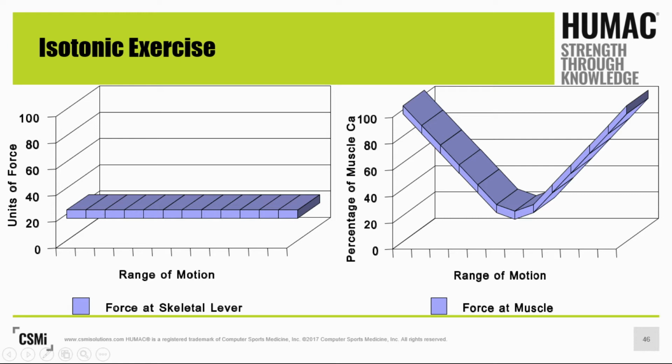But in the middle, where we're stronger, the muscles don't have to work very hard, so the percentage of muscle capacity is lower. So with traditional isotonic exercise, we're robbing our muscles of their ability to strengthen throughout the entire range of motion, as the stimulus for hypertrophy is not being met except at end ranges.